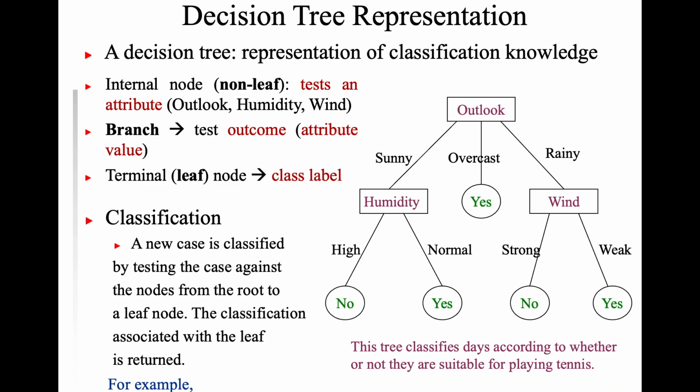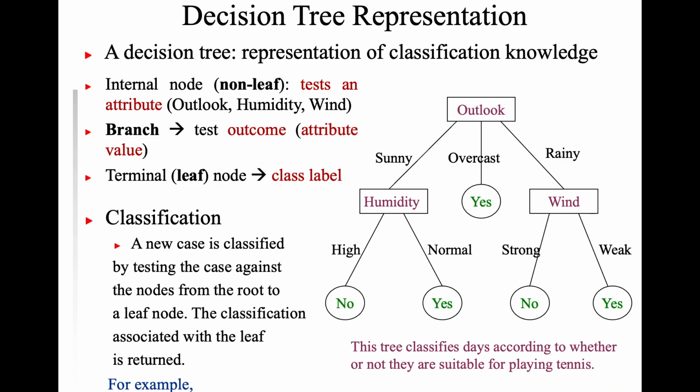And we also have branches. What are these values on the branches, for example sunny, overcast, rainy? What do they represent? If you look at the table, those are the attribute values for the attribute outlook. The outlook attribute can be sunny, overcast, rainy. So these are the values, and they act as our branches, or test outcomes.